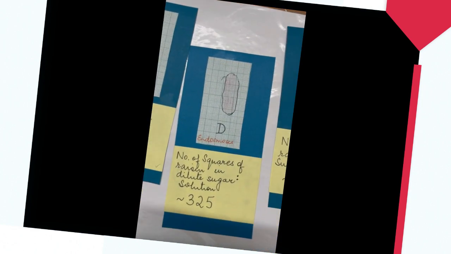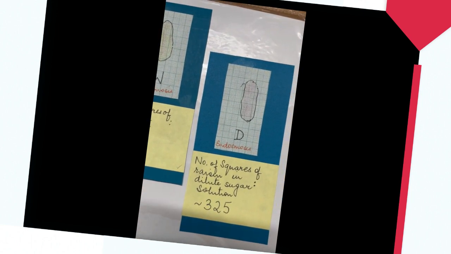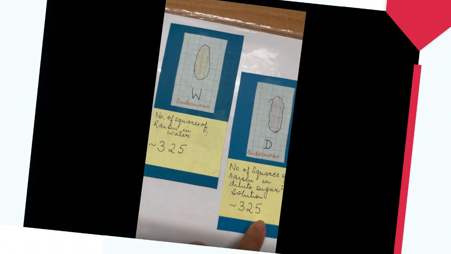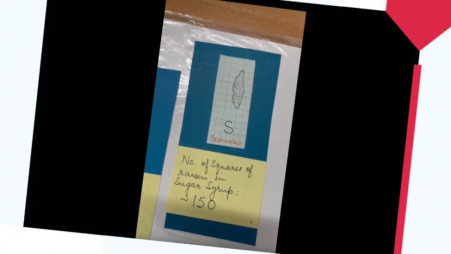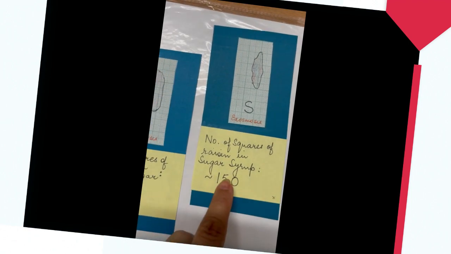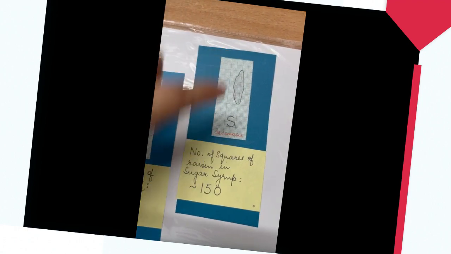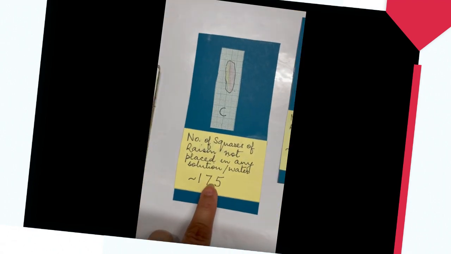Now let us see this third situation. In the third one, you can see the number of squares covered by the raisin when it was placed in a dilute sugar solution. They are nearly the same as in water because it acts like a hypotonic solution. And next, you have placed the raisin in a really thick sugar solution, or thick sugar syrup. You can see that there is a change in the area, and the raisin has slightly shriveled up. Here the number of squares is 150, while in control it is 175. That means the water has moved outside.